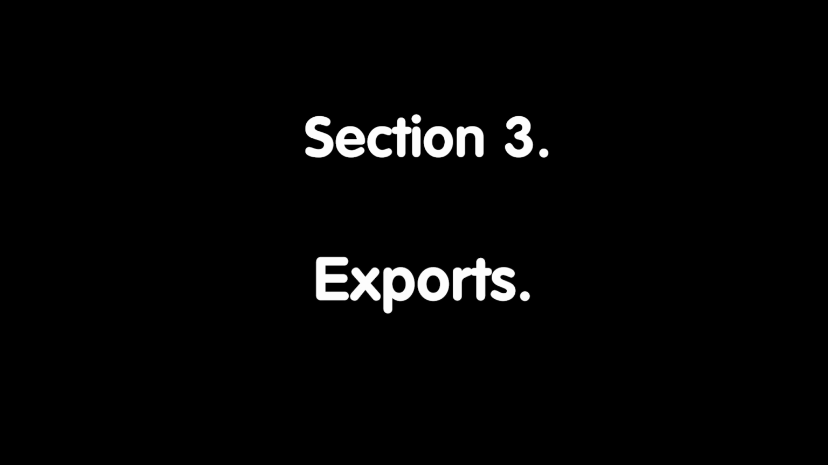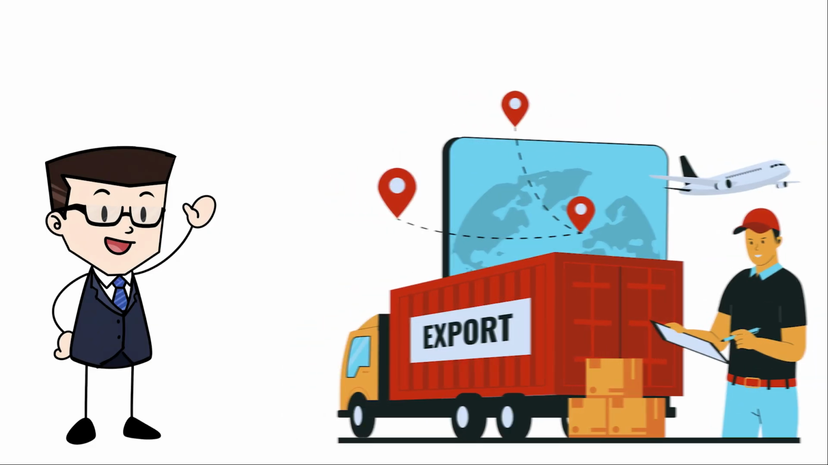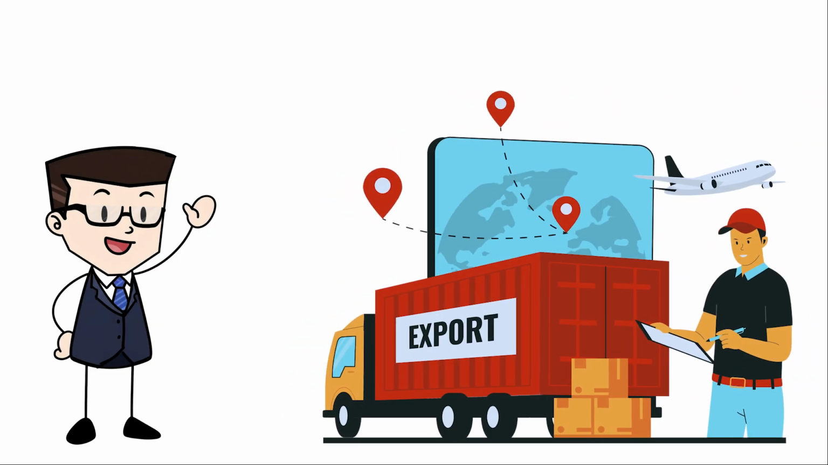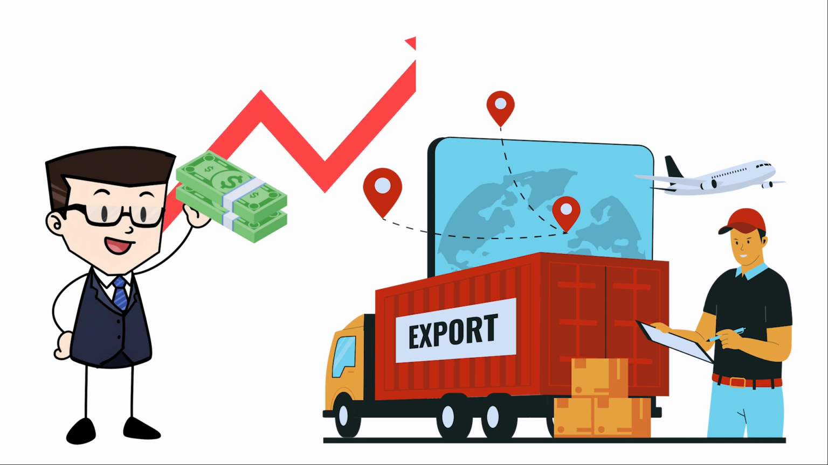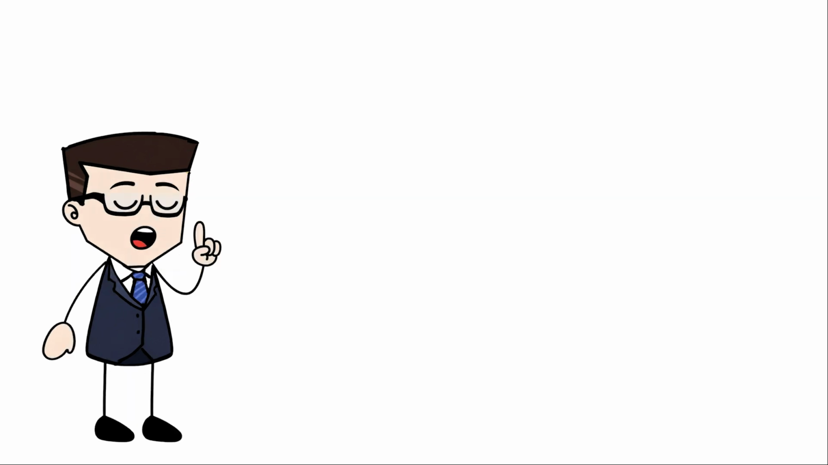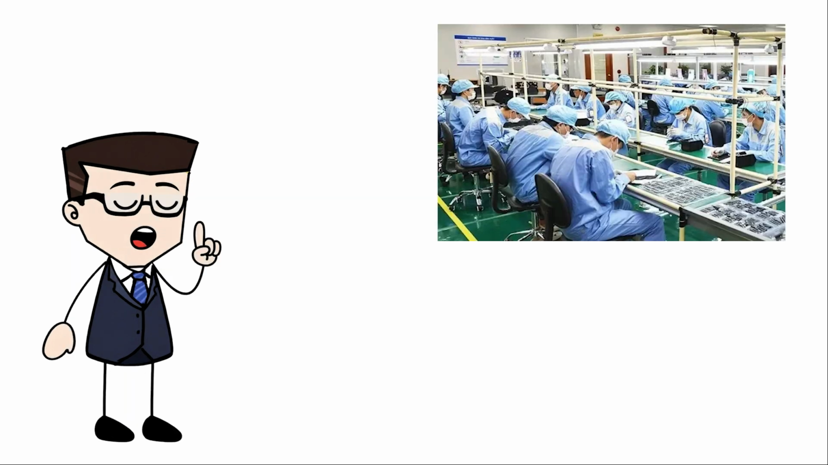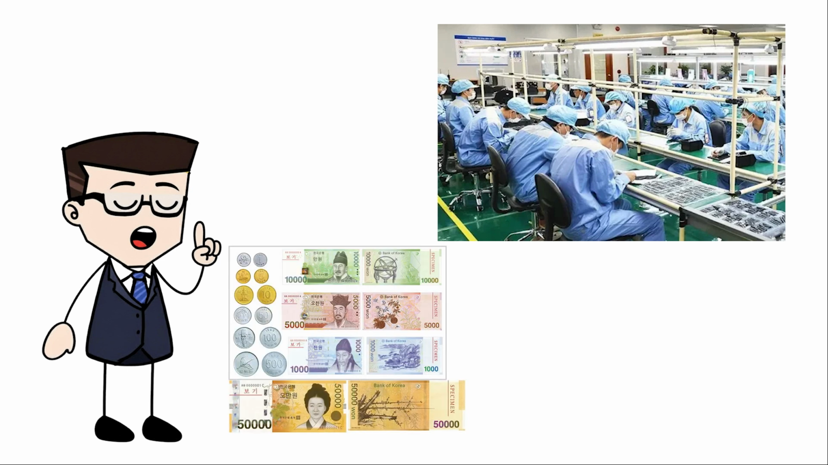Section 3. Exports. When a country sells products to other countries, the buyers usually need to pay in that country's currency. This means more people need to buy that money, so the demand goes up. And, as we learned, higher demand makes the currency value go up. For example, when South Korea sells Samsung chips to the world, buyers have to use the Korean won to pay. This increases the demand for the won, making its price rise.